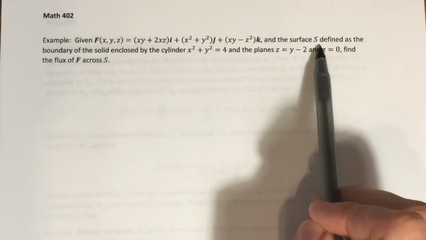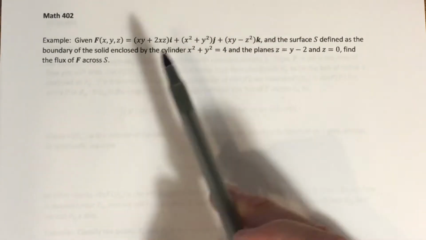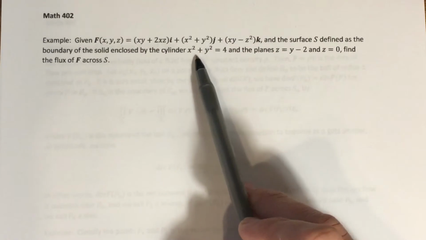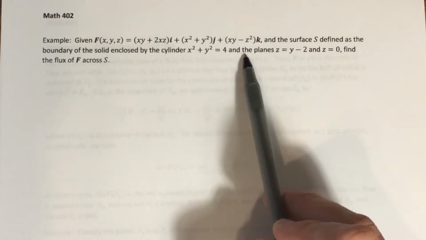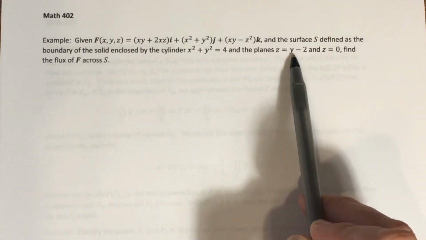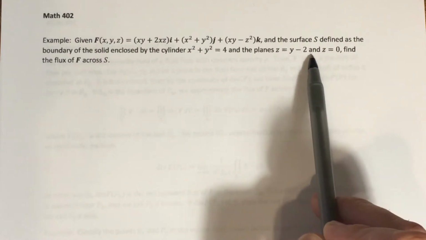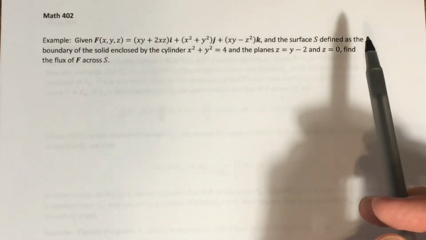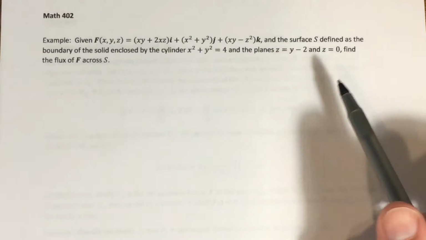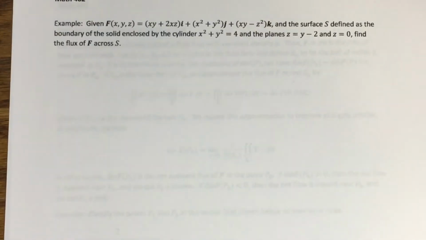And the surface S is defined to be the boundary of the solid enclosed by the cylinder x squared plus y squared equals 4, and the planes z equals y minus 2 and z equals 0. We want to find the flux of F across S.